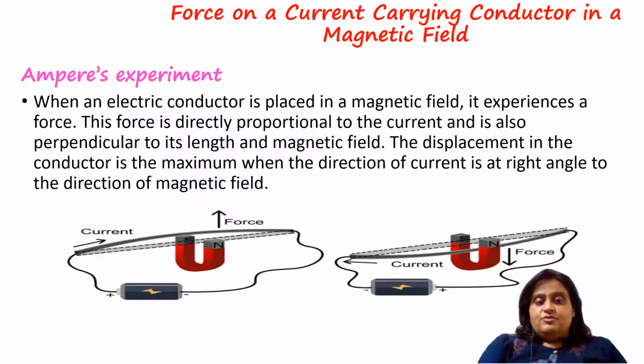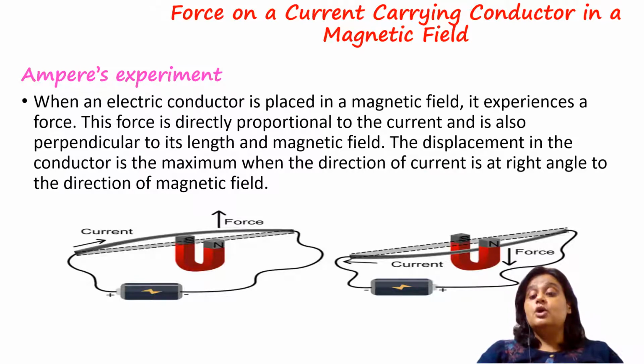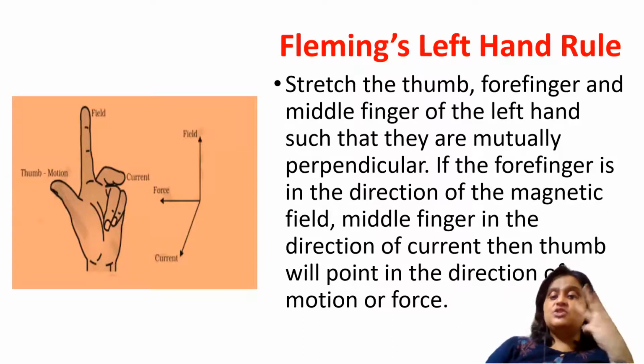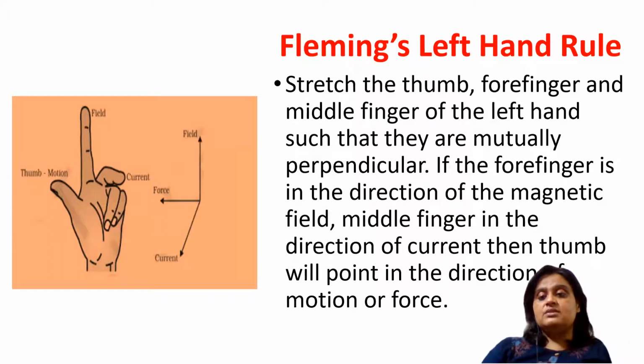And obviously, if you see in the second picture, if we change the direction of the current or change the direction of the magnetic field, like interchanging north and south, obviously the direction of displacement will also be changed. So based on this, we talked about three things in the last topic. What are the three things? That was the current, the magnetic field, and the force.